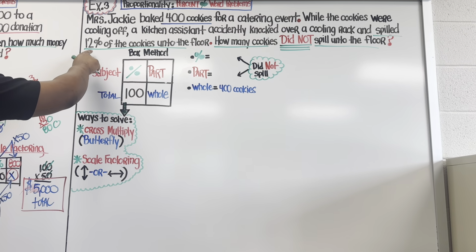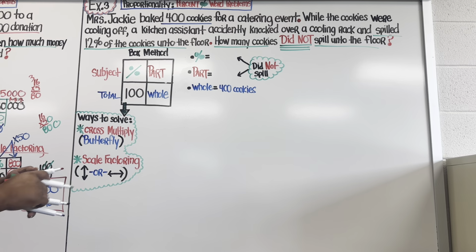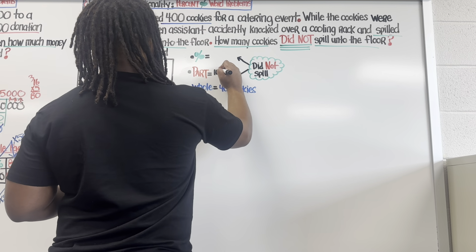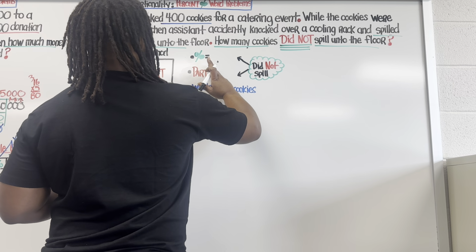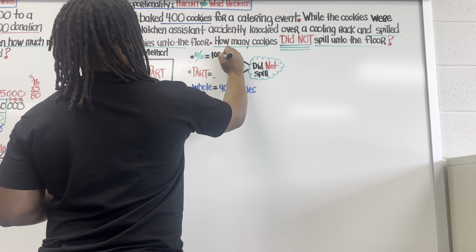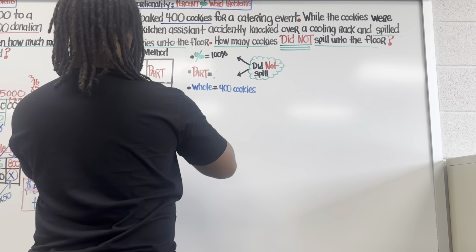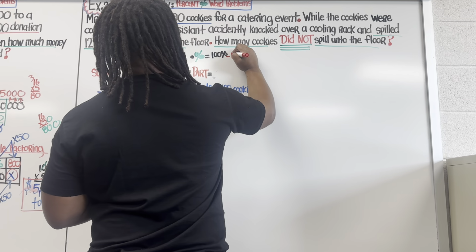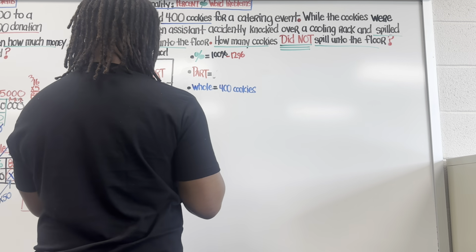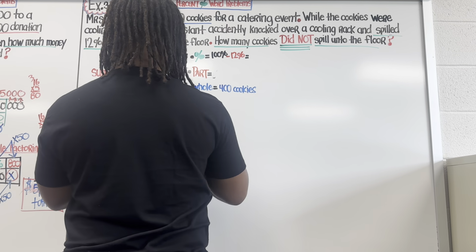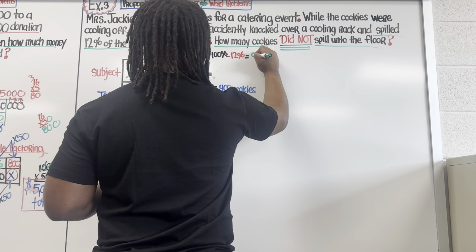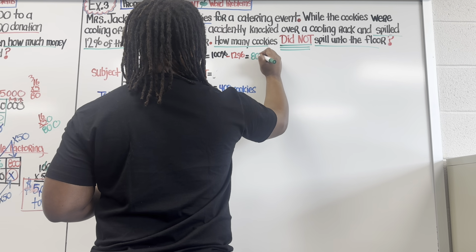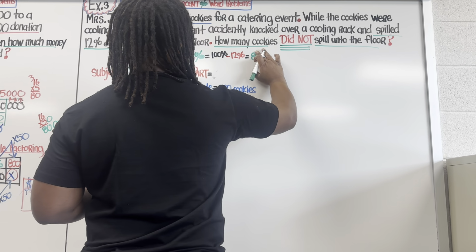So in order for us to find out that percentage of how many did not spill, I have to subtract 12% from 100%, right? So I have 100, oh, I'm sorry. Let me do it, it's the percent, my bad. So I have 100% minus 12%. Let me just erase this for now. So I have 100% minus 12%. 100 minus 12 is 88. So if 12% of the cookies fell onto the ground or spilled onto the ground, then it's safe to say that 88% did not spill onto the ground.